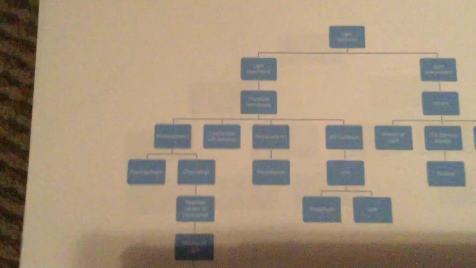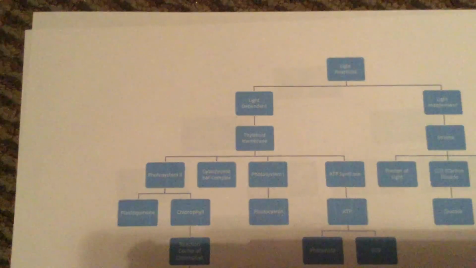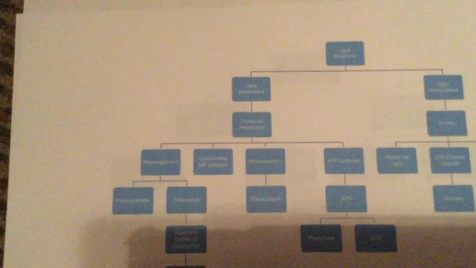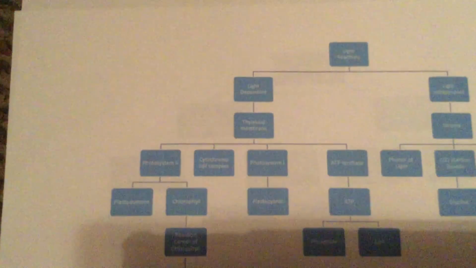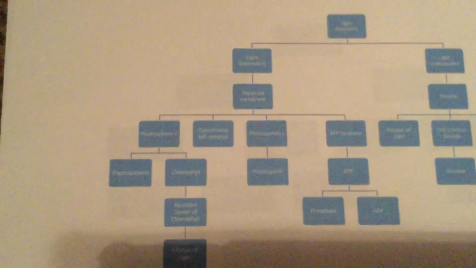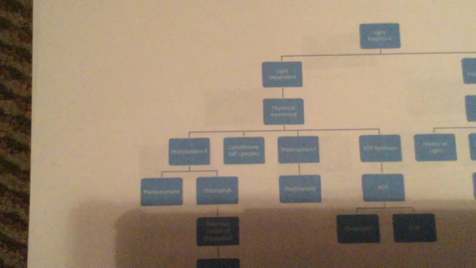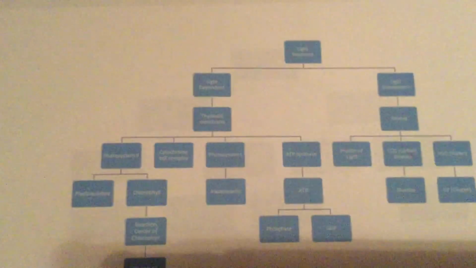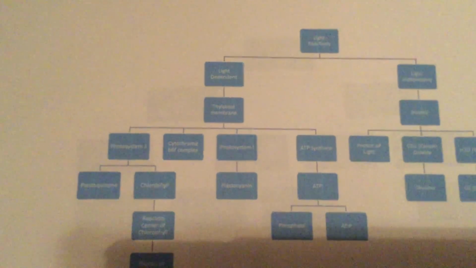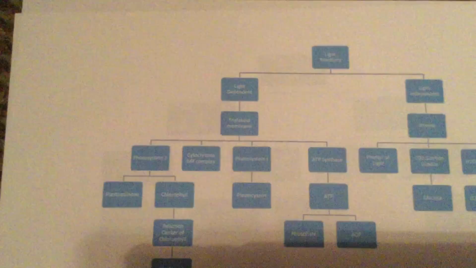I'll start with the light dependent, which went down to the thylakoid membrane, which is where most light dependent reactions occurred. And then it went down to photosystem 2, cytochrome B6F complex, photosystem 1, and ATP synthase.